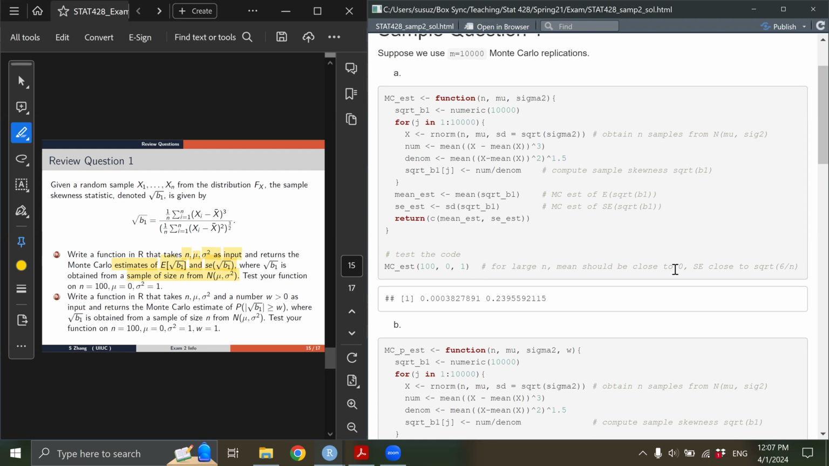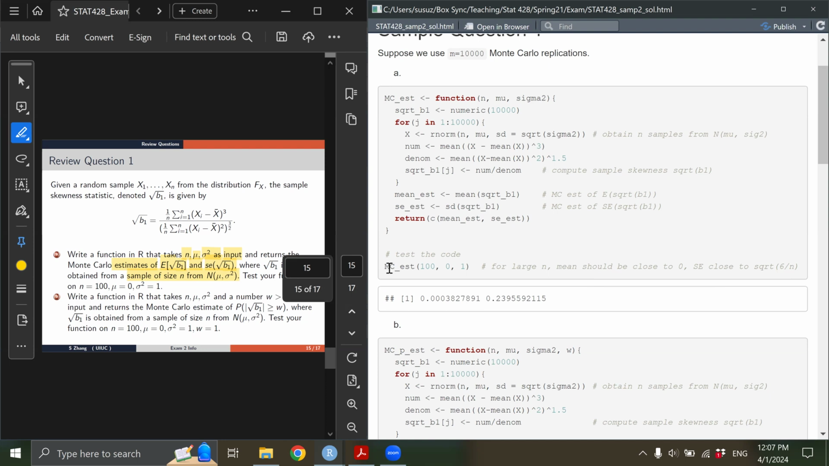Why? Because the normal distribution is not skewed, right? So the skewness should be close to 0. And the standard deviation or the standard error should be close to the square root of 6 over your sample size. So in this case, it's going to be close to the square root of 6 over n equals 100, right? So 6 over 100.